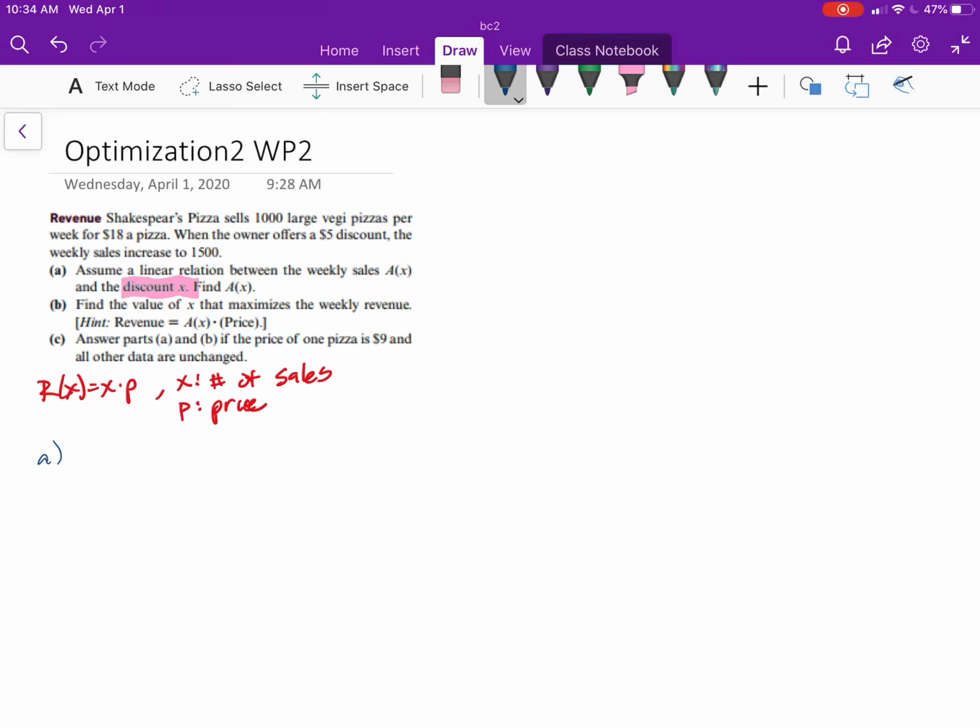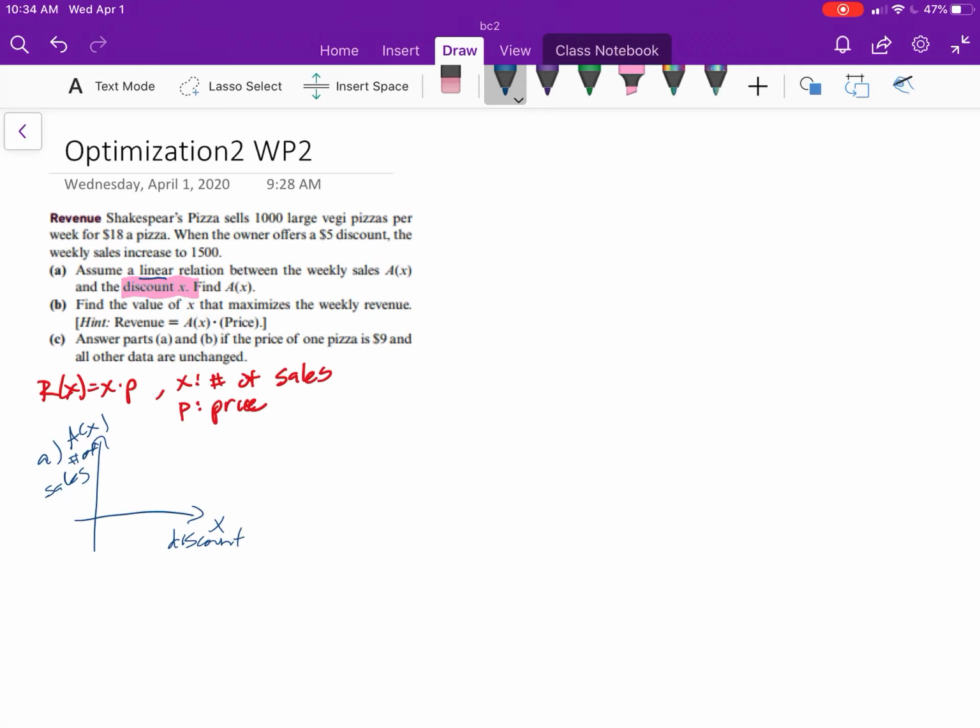But anyways, moving on. Part A, assume a linear relation between the weekly sales A of X and the discount X. So first off, let's break that down. What is it saying? First off, linear, okay? What does that mean? The discount is X, right? X is our discount, and A of X is the sales. A of X is the number of sales, right? How much pizza do we sell?